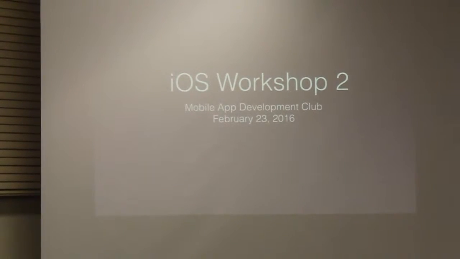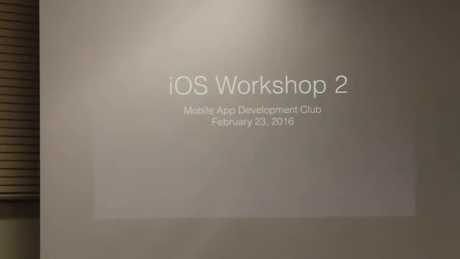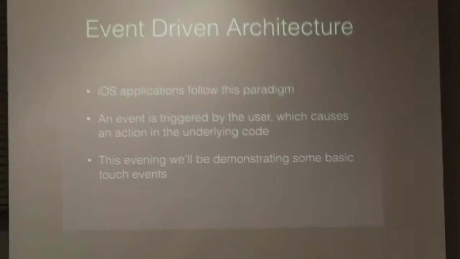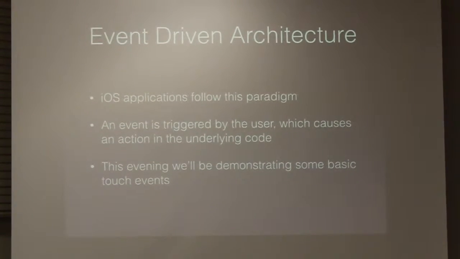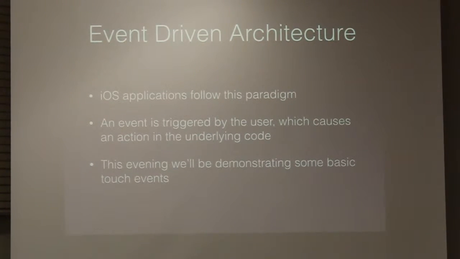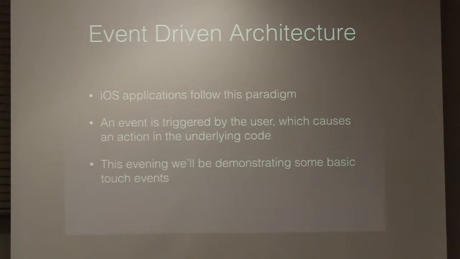So this is iOS Workshop 2, in a series of 2, thanks to the ending quarter here. So tonight we're going to be discussing event-driven architecture, which is this idea that whenever you touch the screen or perform another action on the device, this triggers an event, which causes an action to occur in the underlying code. So for example, last week when we made a Hello World app, the event there was pressing the button, and that caused the text to change to Hello World.